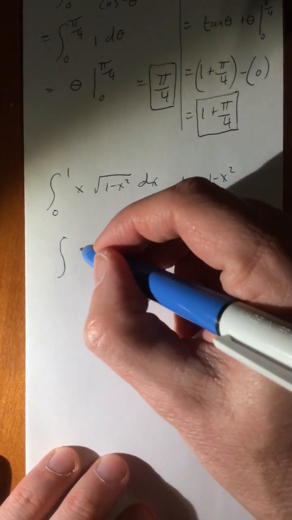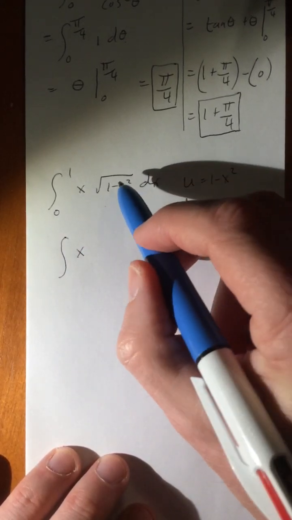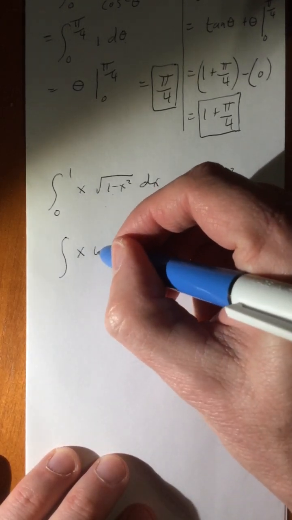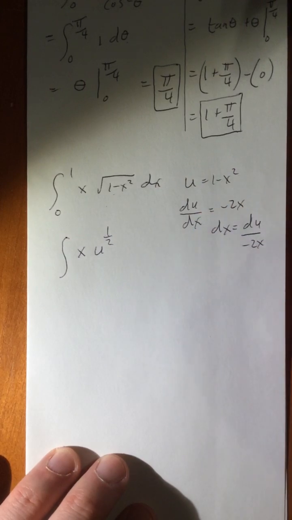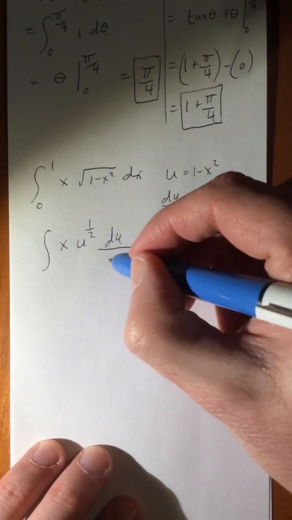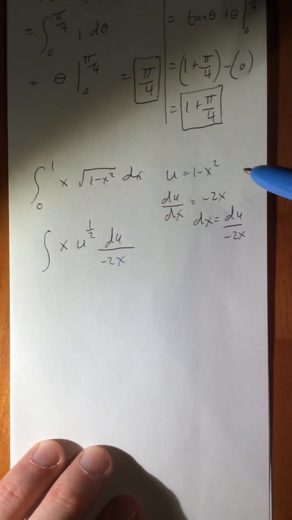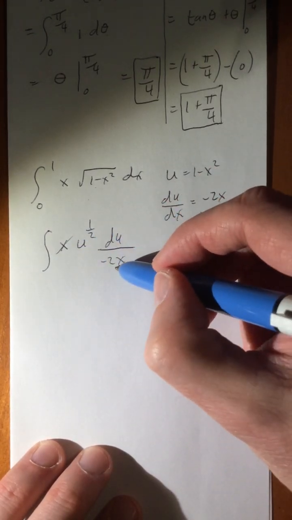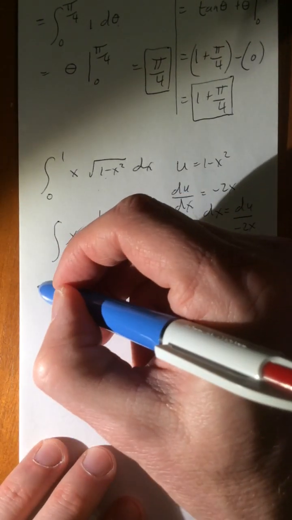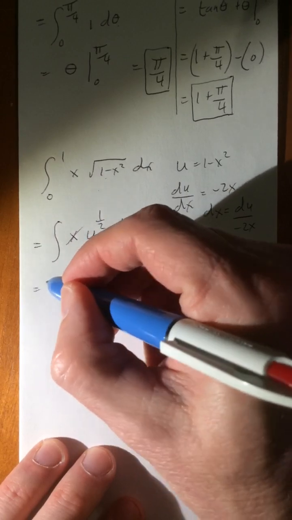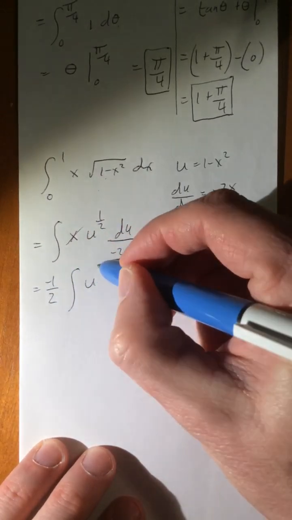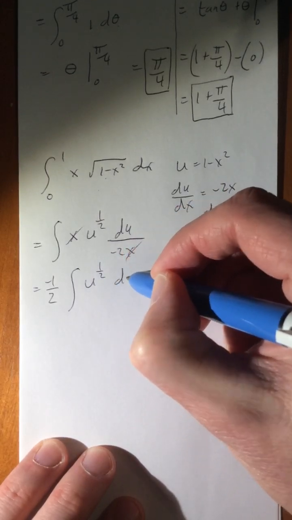So we're going to have here x, and then 1 minus x squared is just u, and square root means 1/2, so u to the 1/2. And dx is going to be du over negative 2x. And then we're going to get rid of those x's and kick the negative 1/2 onto the outside. And so that's going to be equal to negative 1/2 integral of u to the positive 1/2 du.